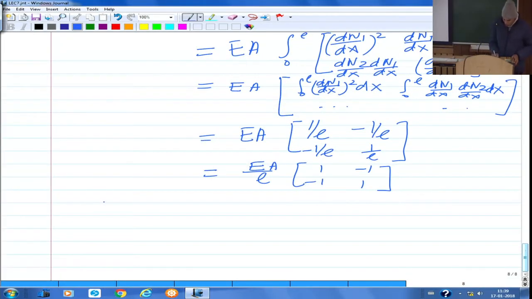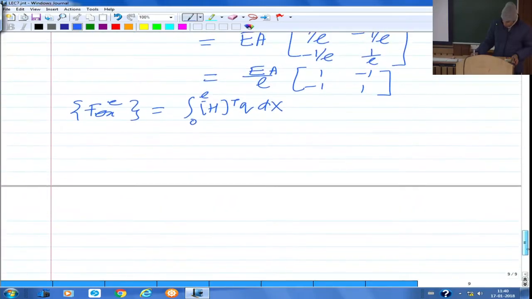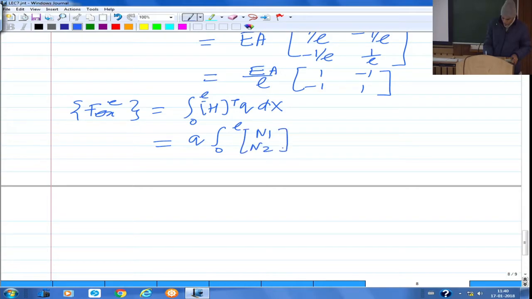Now let's look at the external load vector. F external for the element, by definition, is integral 0 to L H transpose Q dx. Assuming that Q is constant, that means the rod is subjected to a constant distributed force, I can take this Q out of the integration: Q integral 0 to L H transpose. H is N1 N2, so its transpose becomes the column N1, N2, and then dx, with Q taken out.